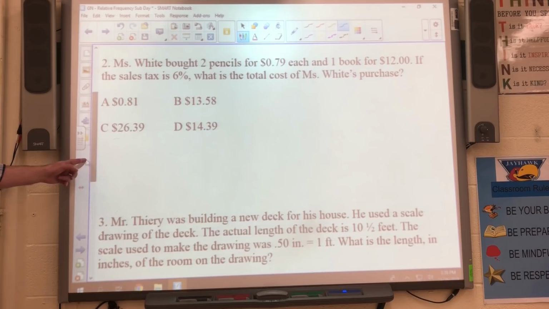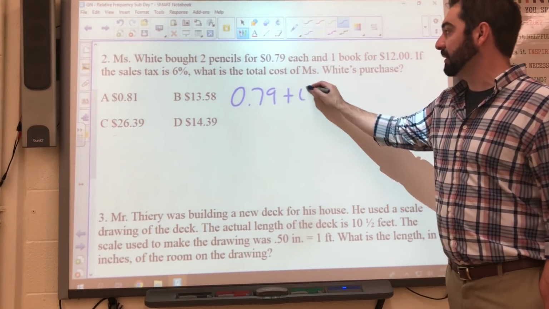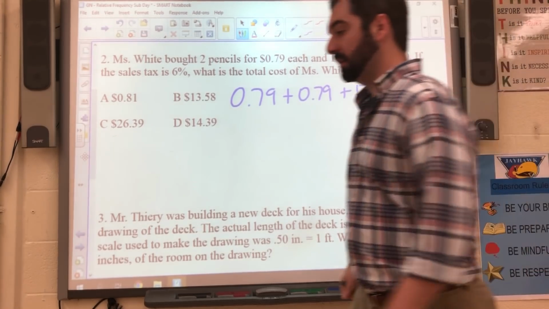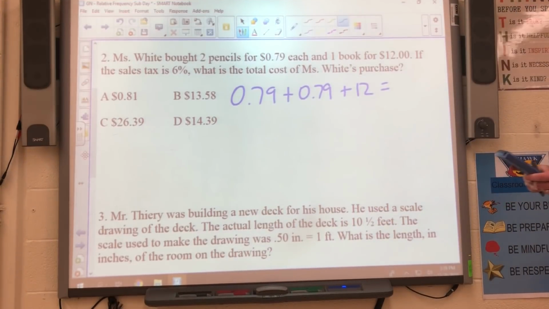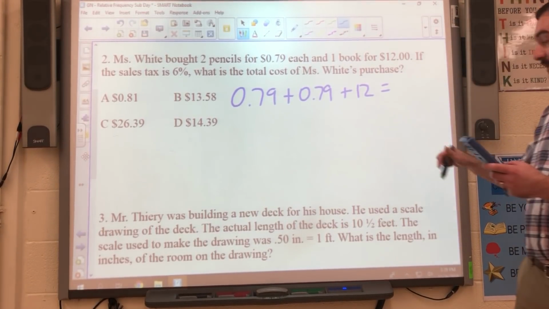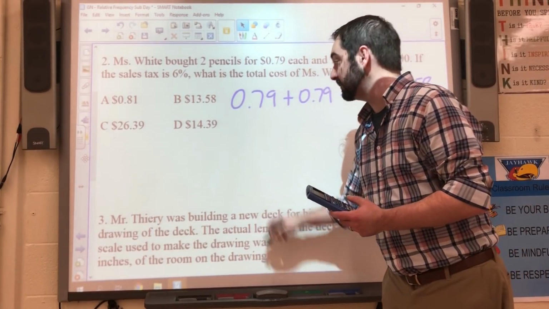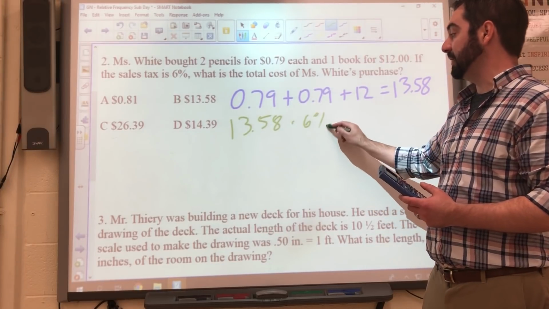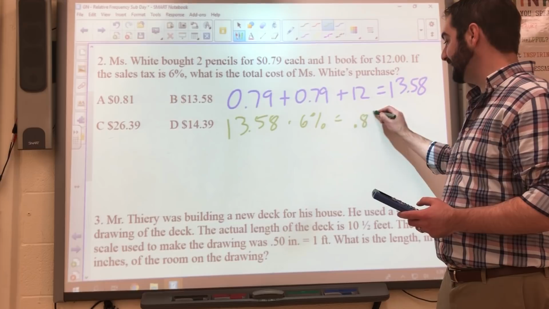Number two, 2 pencils for 79 cents each. 79 cents plus another 79 cents plus $12 equals, in our calculator, 79 cents plus 79 cents plus $12. Our subtotal is $13.58. We're going to apply 6% sales tax to that, so times 6%. Gives us 81 cents as our tax.